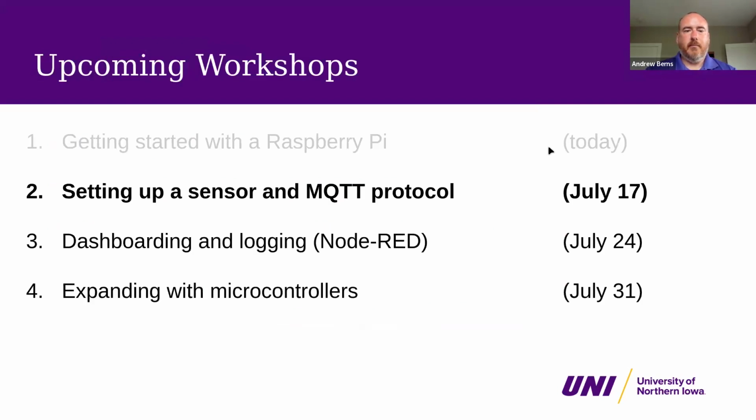So, some concluding thoughts. Today we got started with our Raspberry Pis. The next step is going to be setting up that accelerometer and MQTT, which is a protocol used frequently for Internet of Things devices. So we're going to set that up to send that information out.